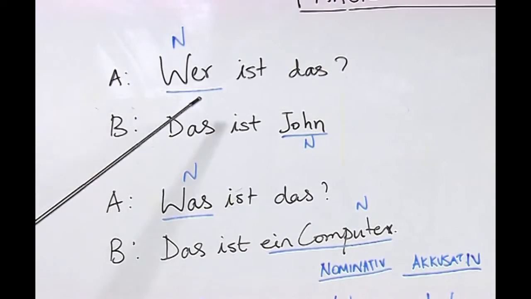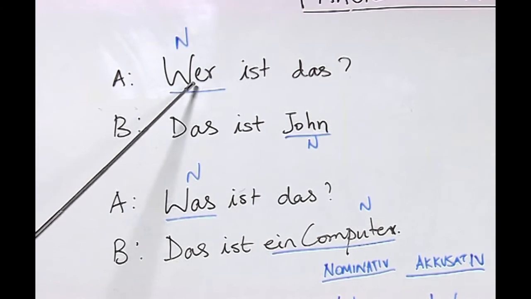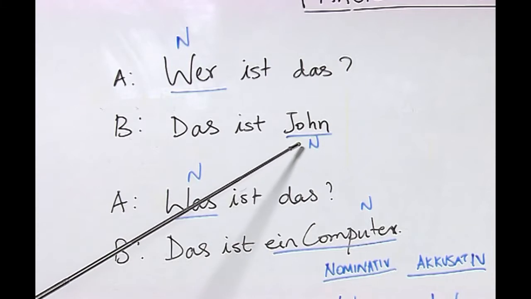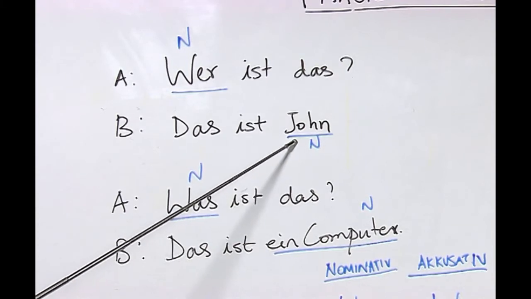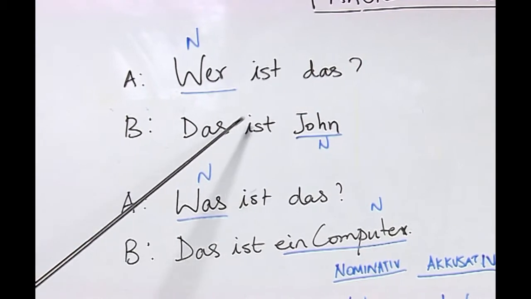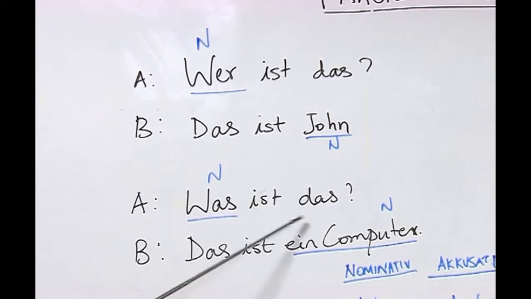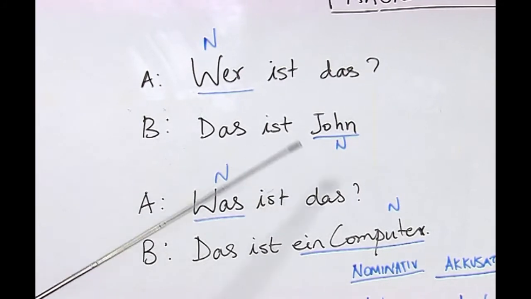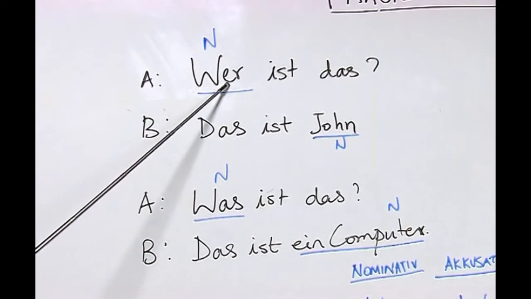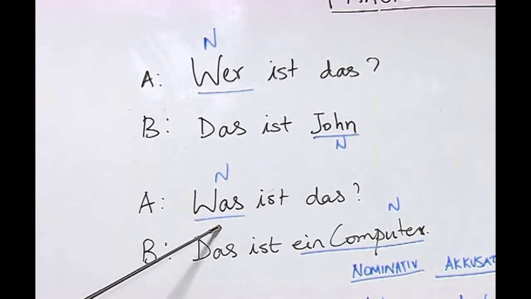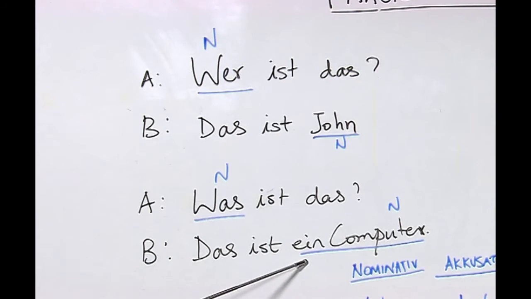However, you can also see that I have marked the questions here, wer and was, as nominative, and the answers given to these questions are also marked as nominative. So, for the question wer ist das? Das ist John. Was ist das? Das ist ein Computer. So, you might ask why for the question with wer the answer is John, and for the question with was the answer is ein Computer.